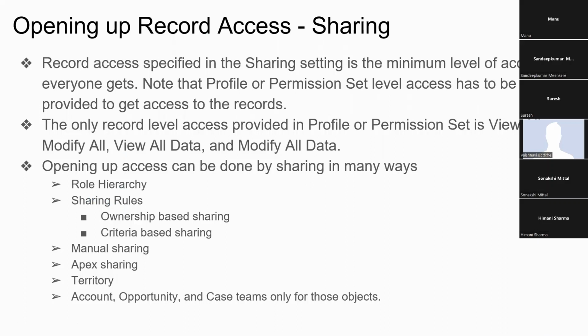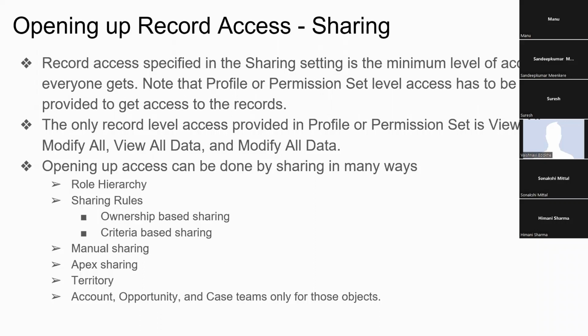Object level things can be opened up only by the permission set, whereas for the record level you have multiple options that are available. One is the role hierarchy, right? Then we have something called sharing rules. We will see that today. What is the sharing rule? How can it be opened up? There are two types of sharing rule: owner-based sharing rules and criteria-based sharing rules. And then the third one is the manual sharing, right?